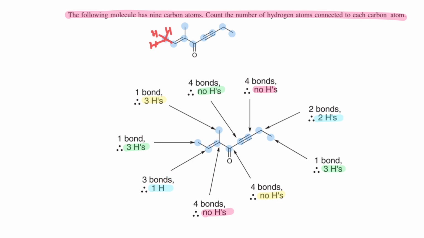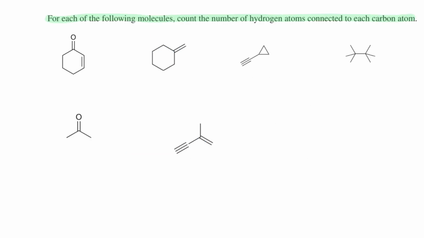Like this, we have to count the number of carbon and hydrogen atoms in any bond line notation. Now the question is, for each of the following molecules, count the number of hydrogen atoms connected to each carbon atom.